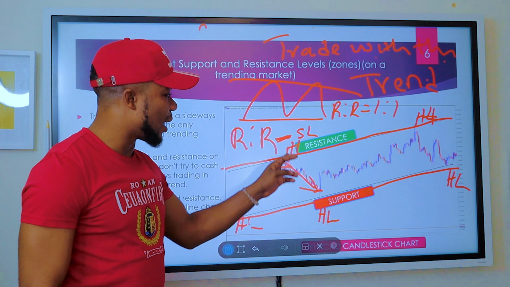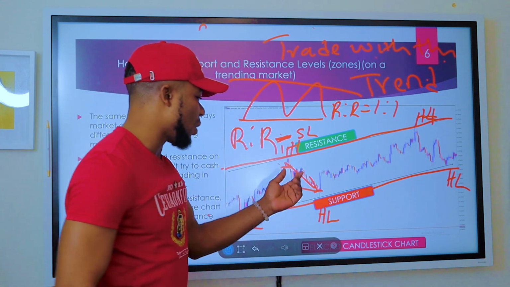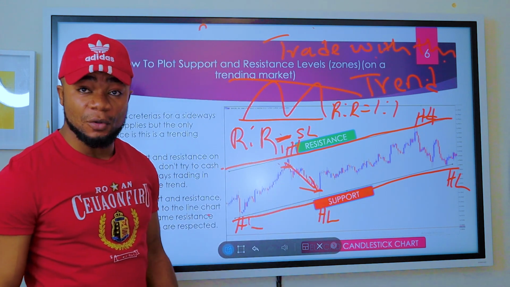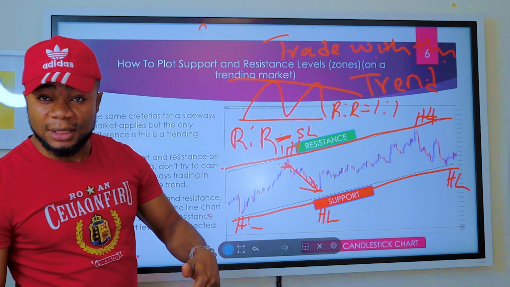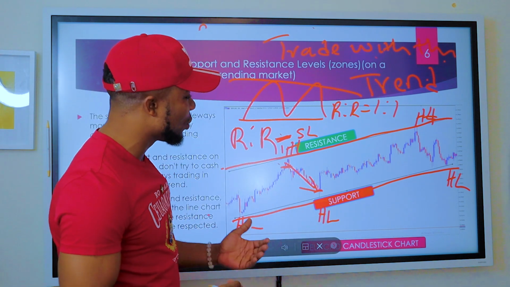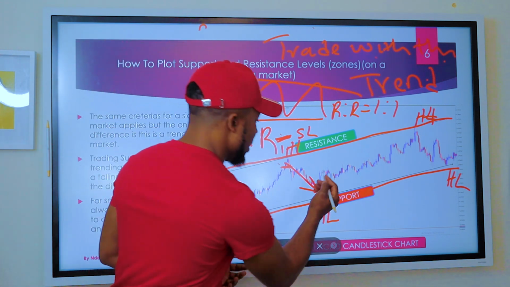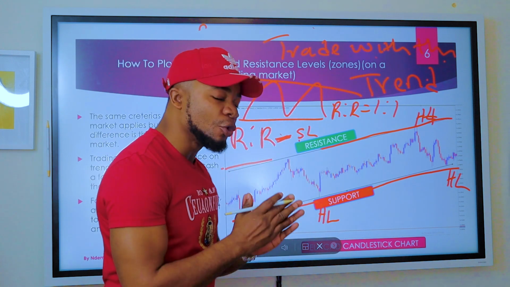So you are risking $1 to have $1, if you are trying to trade opposite the trend. But now, come with me. Let me show you if you want to trade with the trend. Now you come here. You know you're trading very well.